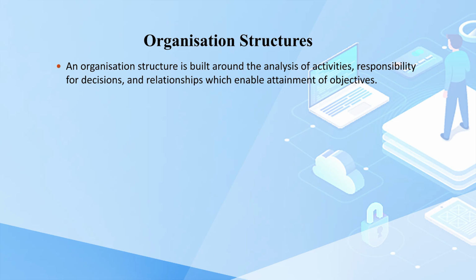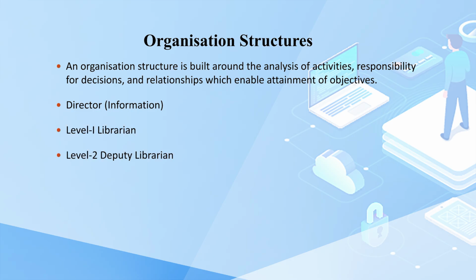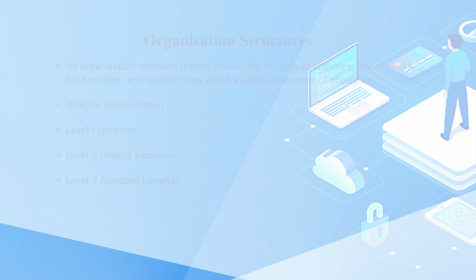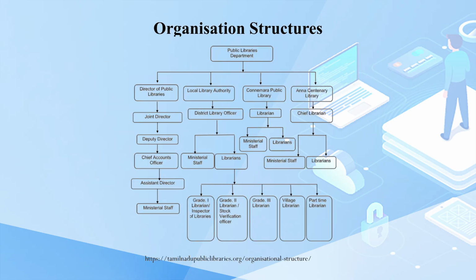If we see the library process, there is the director of information, level 1 librarian, level 2 deputy librarian, level 3 assistant librarian, and level 4 the different professional assistants. If we see any organizational structure, I have given one kind of example. You can give a university structure; library structures could be different, a school library structure could be different, an academic library structure could be different. So different library types will have a different structure.